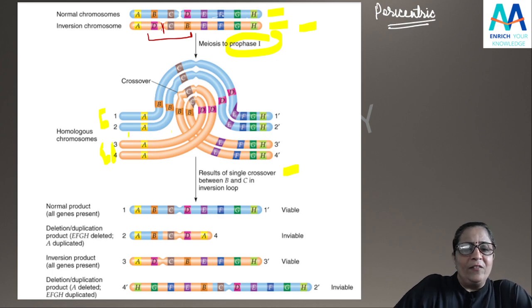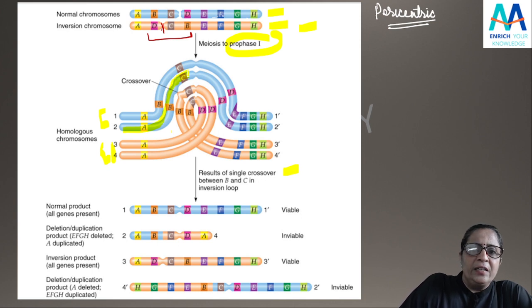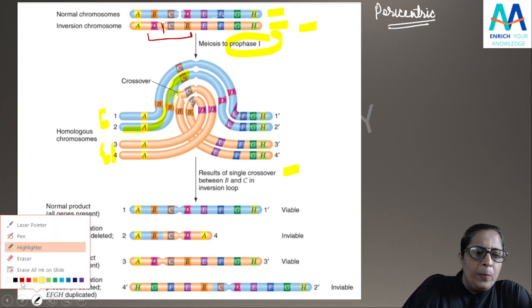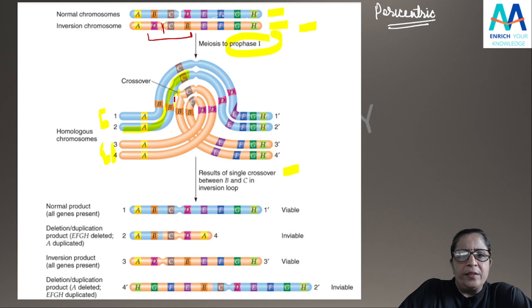Now the second one which will take part here, what you will see, A, B, C. कहाँ पर हो रहा है crossover? Crossover is happening here. Just a minute, I will make mark there. Yeah, crossover is here.